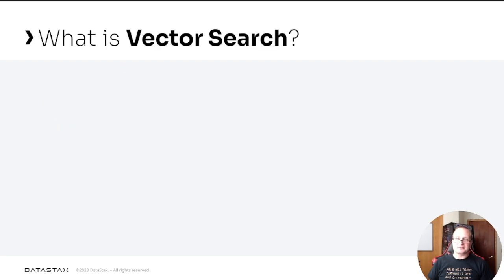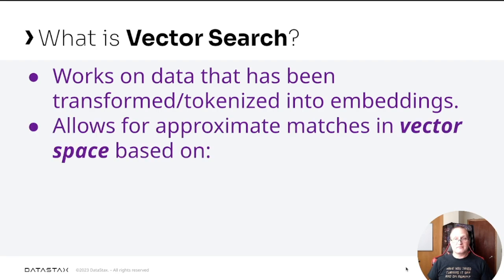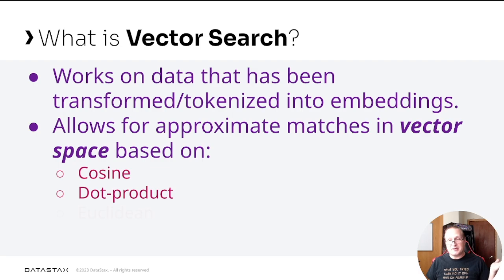How about vector search? So essentially, vector search works on data that has been transformed or tokenized into embeddings. And that vector search works on approximate matches in what we call vector space. And that can be based on indexes that are cosine based, dot product based, or Euclidean based.